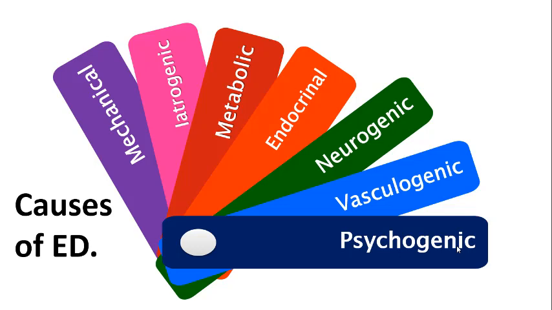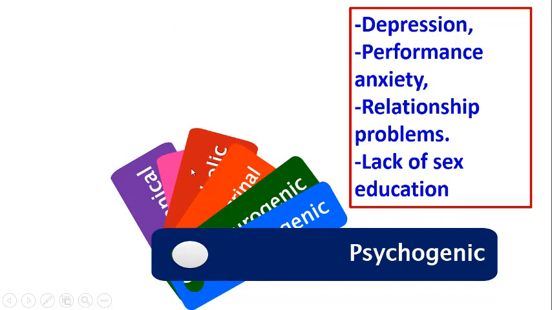Impotence or erectile dysfunction is caused by many causes, ranging from psychogenic causes to mechanical causes, passing through vasculogenic, neurogenic, endocrinal, metabolic, or iatrogenic causes. For example, psychogenic causes include depression, performance anxiety, relationship problems, lack of sex education. What is meant by performance anxiety? Anxiety occurring during sex from different types of fear.